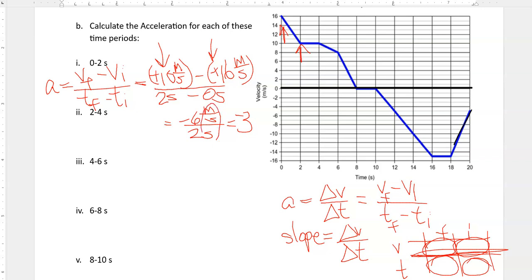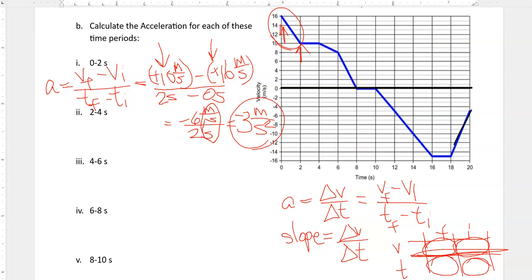And the units, it's meters per second divided by seconds, or meters per second squared. And that is the unit for acceleration. So that is our acceleration from 0 to 2 seconds on this graph. Does that make sense? It's a negative number. Yes, it's going down. The velocity is going down, so you would expect a negative acceleration.